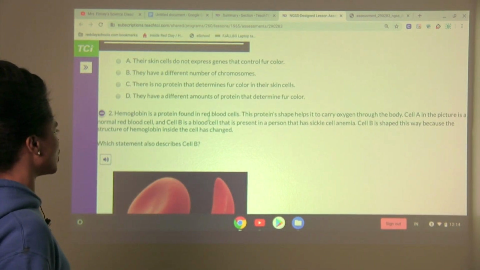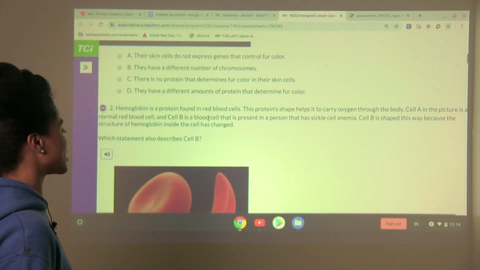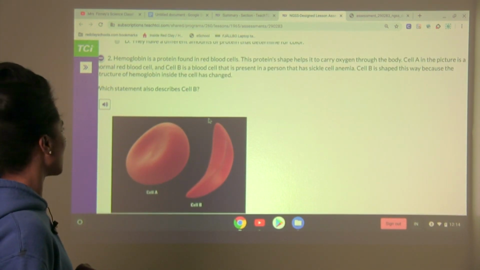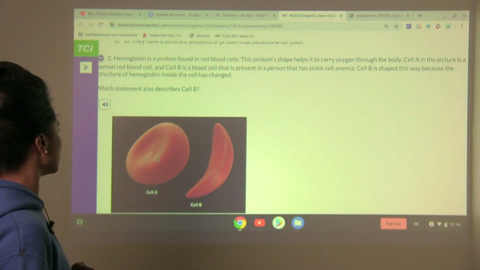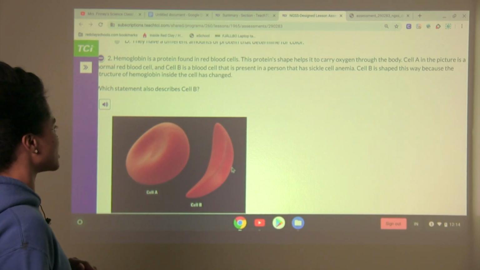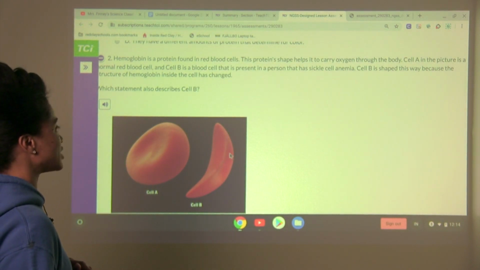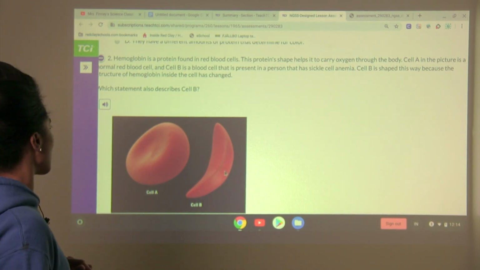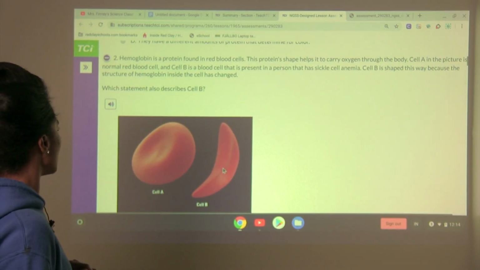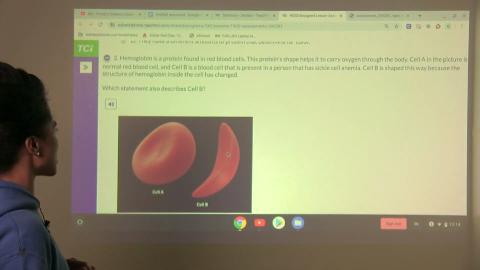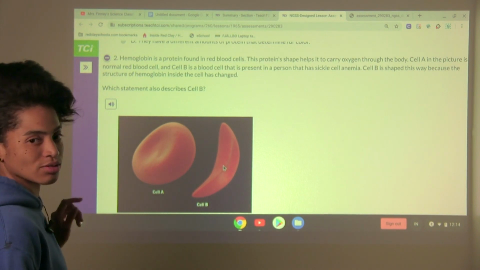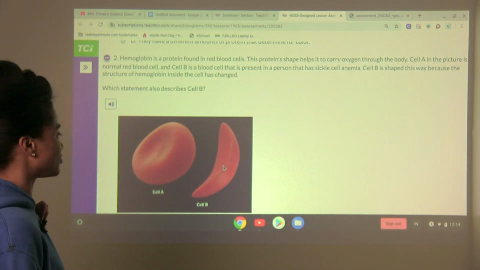This protein shape helps it to carry oxygen through the body. Cell A in the picture is a normal red blood cell, and cell B is a blood cell that is present in a person that has sickle cell anemia. Cell B is shaped this way because the structure of hemoglobin inside the cell has changed. Which statement also describes cell B?